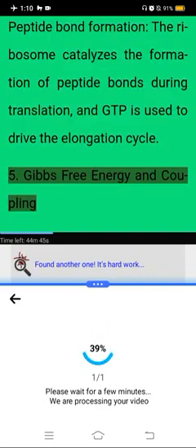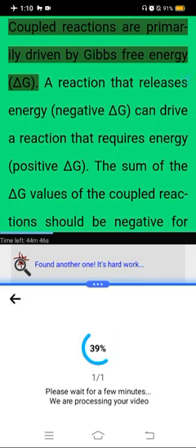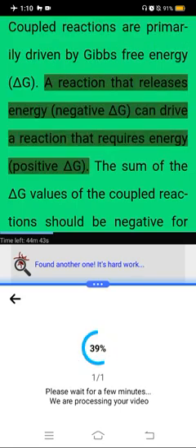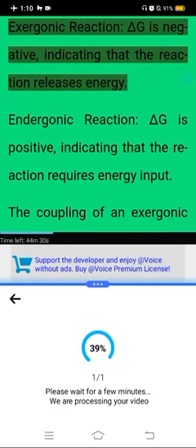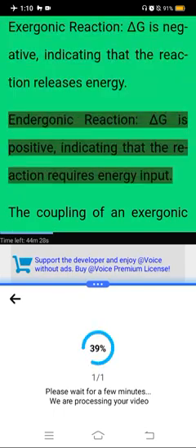5. Gibbs free energy and coupling. Coupled reactions are primarily driven by Gibbs free energy, delta G. A reaction that releases energy, negative delta G, can drive a reaction that requires energy, positive delta G. The sum of the delta G values of the coupled reactions should be negative for the overall process to be spontaneous. Exergonic reaction: delta G is negative, indicating that the reaction releases energy.